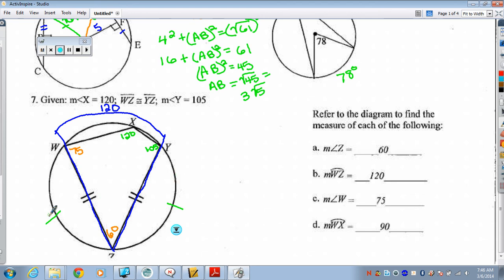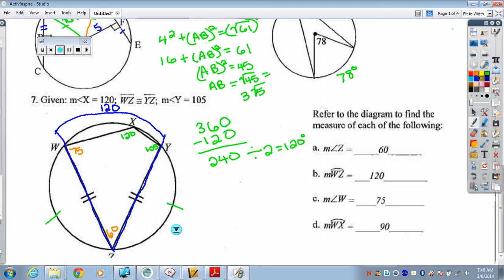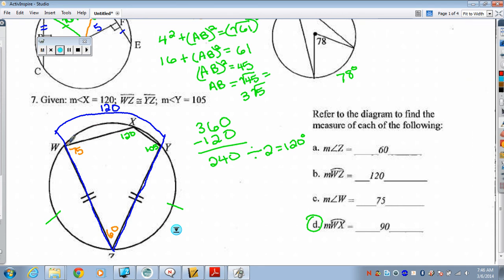Well, the three arcs must add up to equal 360. So we have 360 minus 120 because that arc is 120 degrees. That's going to give me 240. And now I have 2 more arcs that are congruent. So divide by 2. That's going to equal 120 degrees. So arc WZ is 120 degrees. Now, we still need to worry about this arc right here. This arc is WX. It's right here.